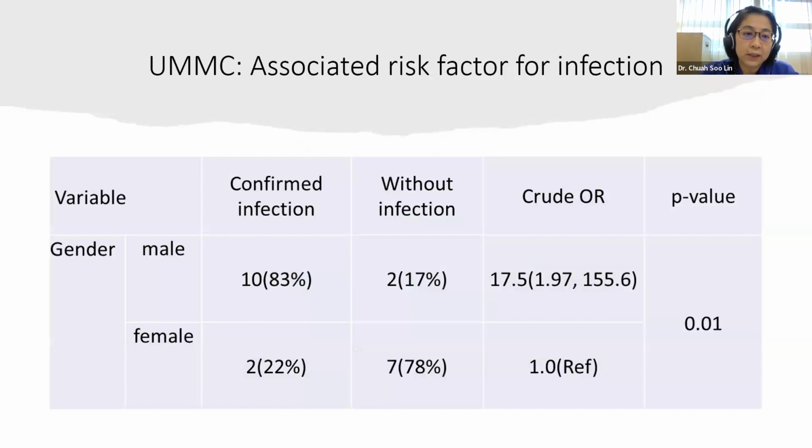So how about the risk factors for the infections? From the analysis, we found that a male boy has about 17% higher risk of getting infections in our cohort.